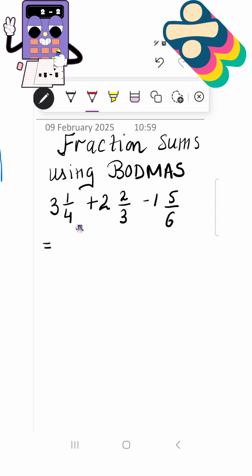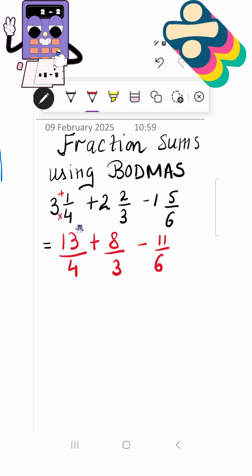If the fractions are mixed fractions, you are going to convert them into improper fractions first. I explained that in my previous video as well. You multiply the whole number with the denominator and then add the numerator. So 3 times 4 is 12 plus 1 is 13 by 4, plus 3 times 6 plus 2 is 8 by 3, and then minus 6 plus 5 is 11 by 6.